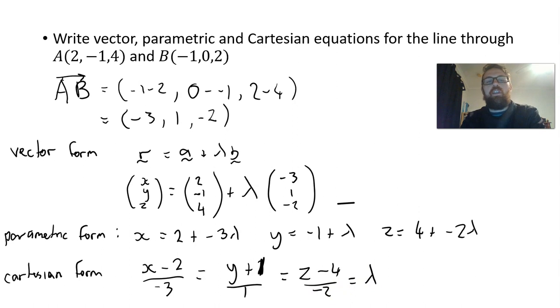So there you go. We've got our vector form, our parametric form, and our Cartesian form. They're all quite closely linked, but it's good that we can see this now and have a go at using them.